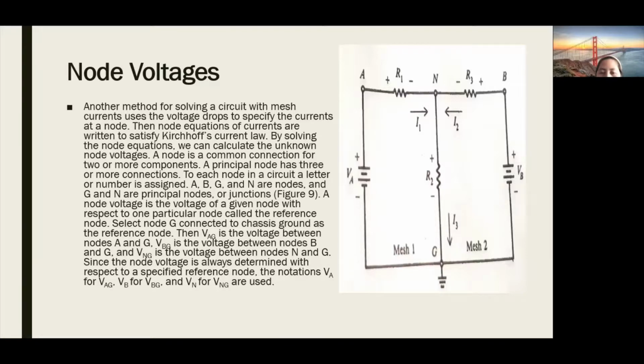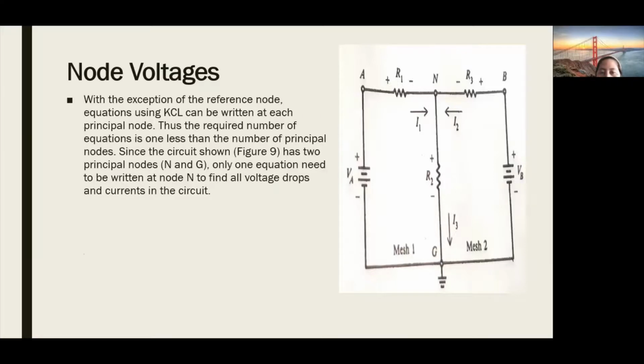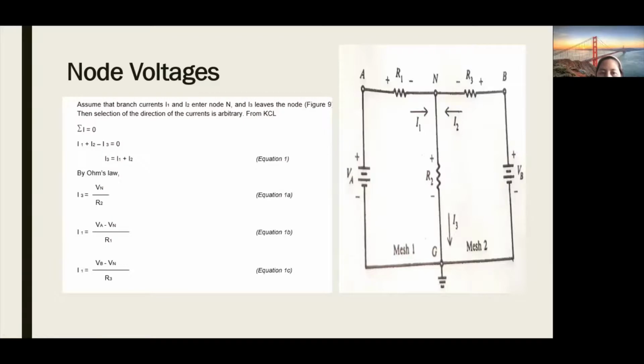Thus, the required number of equations is one less than the number of principal nodes. Since the circuit shown in the figure has two principal nodes, N and G, only one equation needs to be written at node N to find all the voltage drops and currents in the circuit. To be able to get node voltages, assume that branch currents I1 and I2 enter node N.